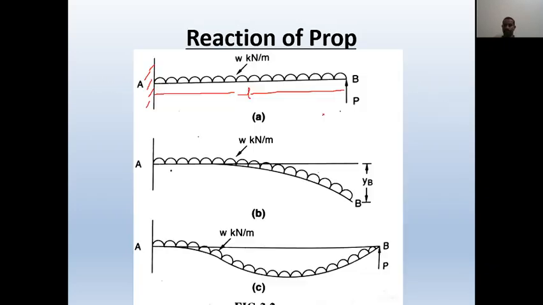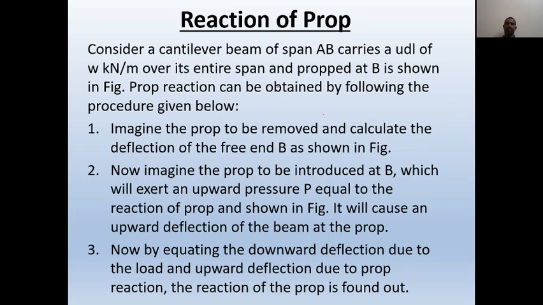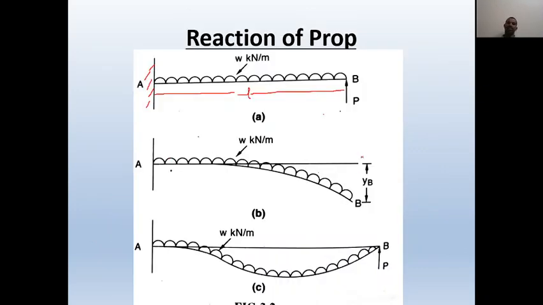Now, the prop reaction can be obtained by the following procedure given below. So this is the procedure to obtain the prop reaction. First one, imagine the prop is removed and calculate the deflection of the free end B as shown in the figure. Like this, let us say this prop is removed.